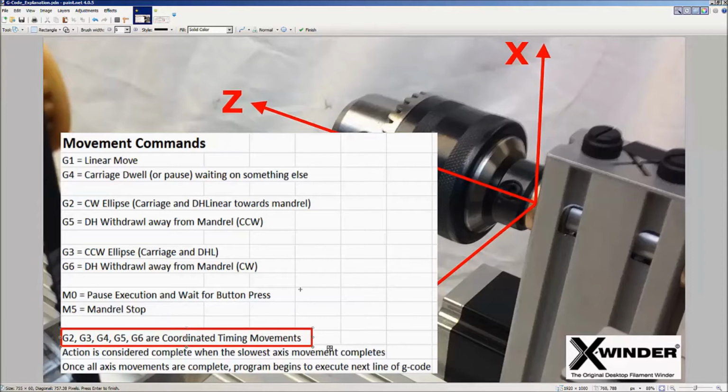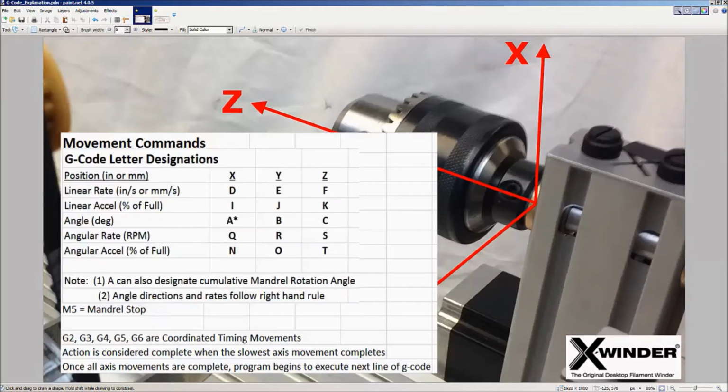And so the coordinated movement, so here's when the G2, 3, 4, 5, and 6 are encountered, the action that's specified in that command is considered complete when the slowest axis movement completes. So once all of the axis movements in that command are completed, then the X-Winder will move to the next line of G-code and execute that. And so this is a fairly critical point. So in general, anyway, I'm going to move ahead, but we're going to come back to that point. So let's talk about the letter designations for the axes.